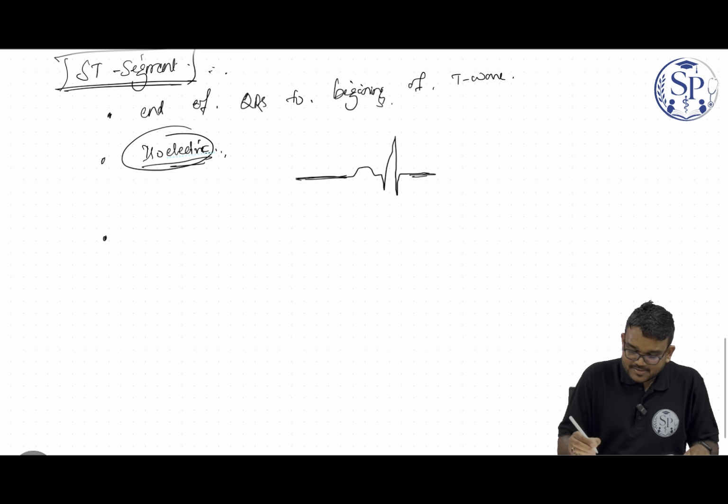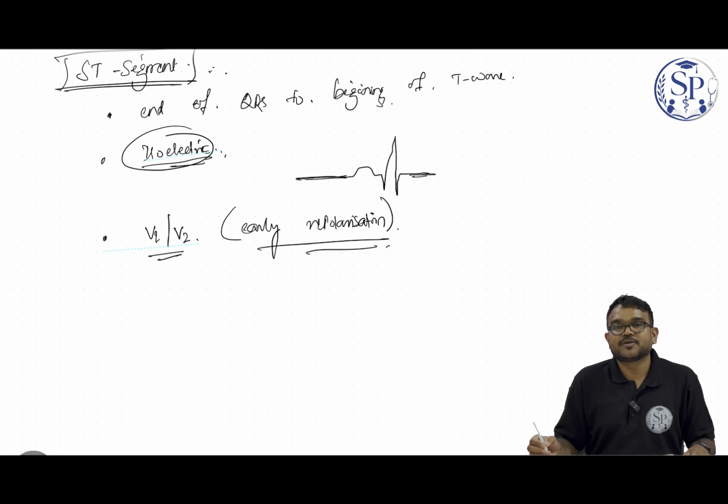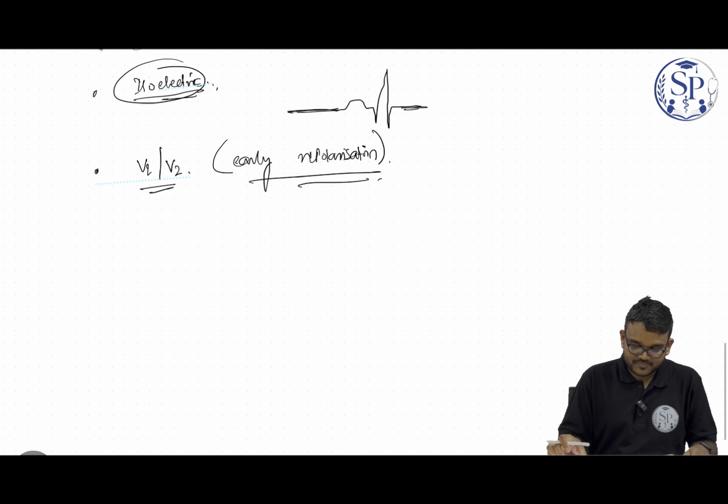In some cases, like in leads V1 and V2, early repolarization may be seen. In these cases, the ST segment is mildly elevated. Now, what are the different causes of ST segment elevation?